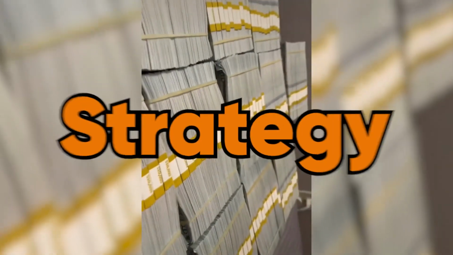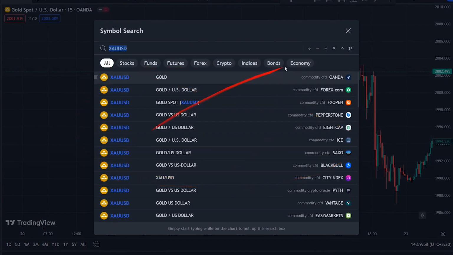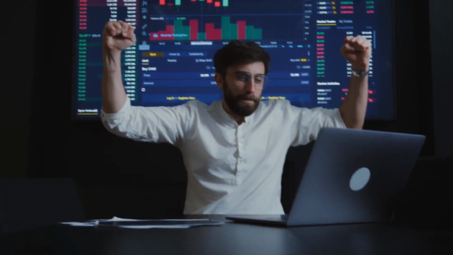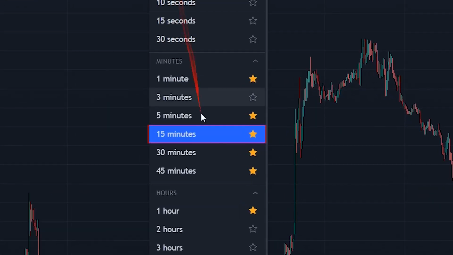One of the best strategies that works in any market, whether it's crypto, stocks, forex, etc. It has a high win rate. It's so simple that anyone who has just started trading can benefit from this strategy and the tips I provide in this video. First, choose any symbol you like and set your time frame to 15 minutes.